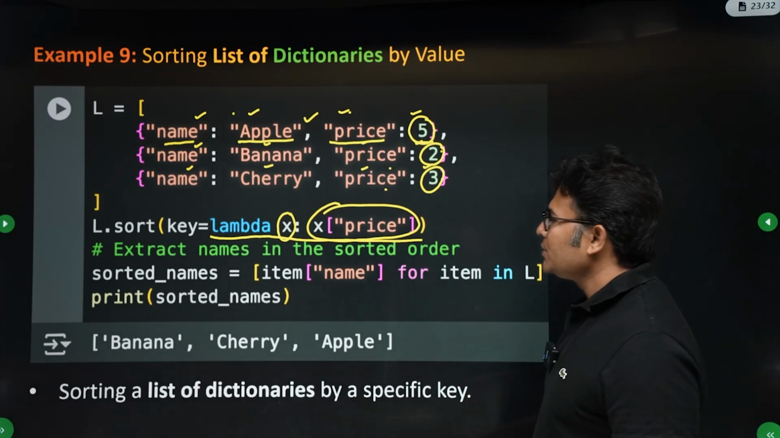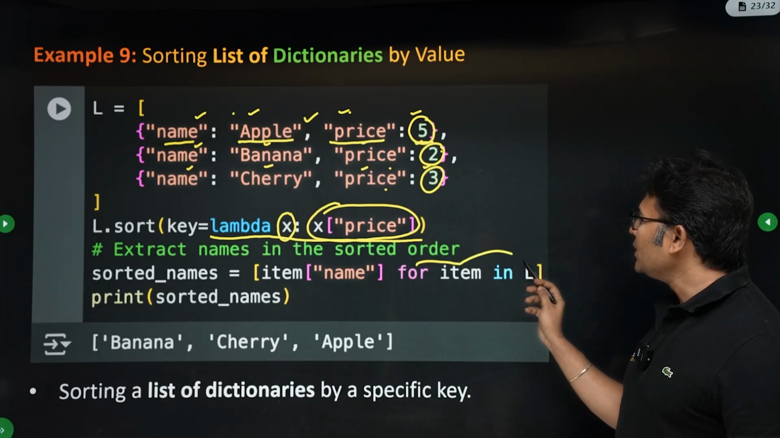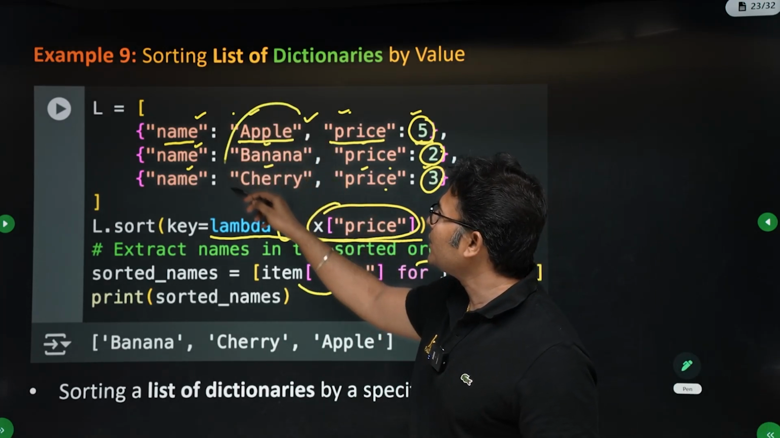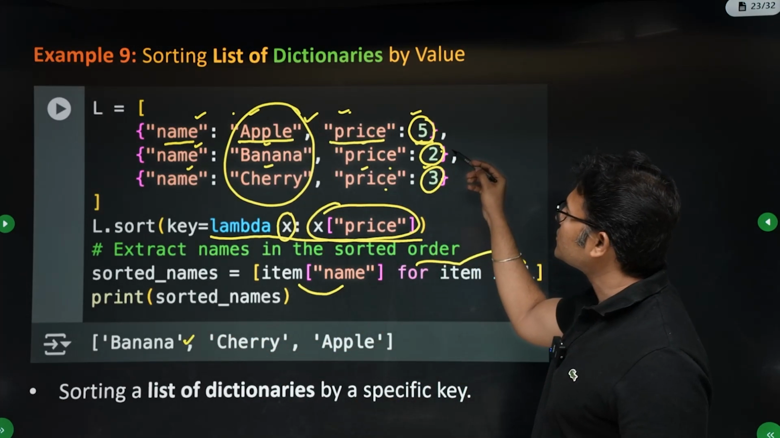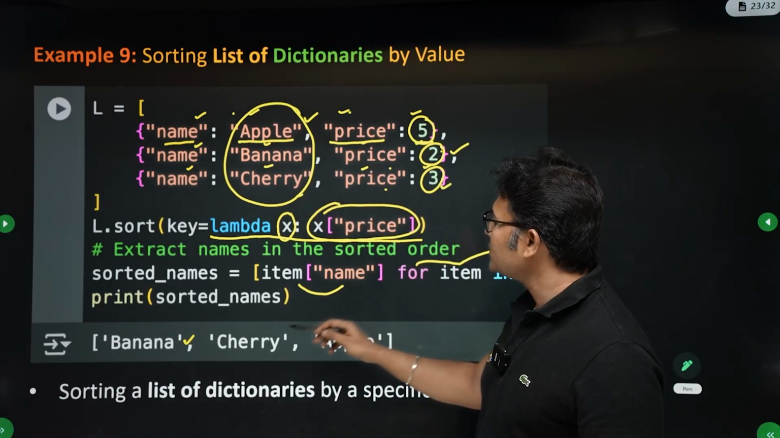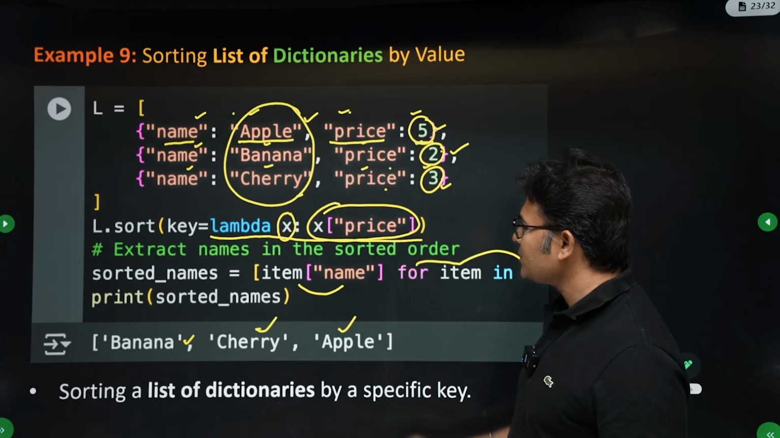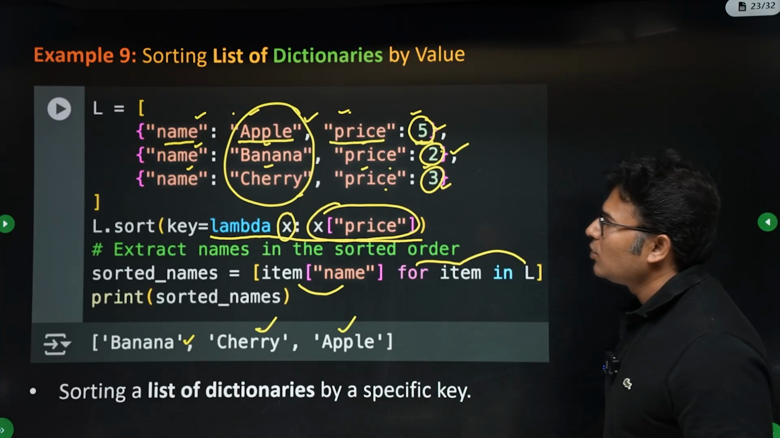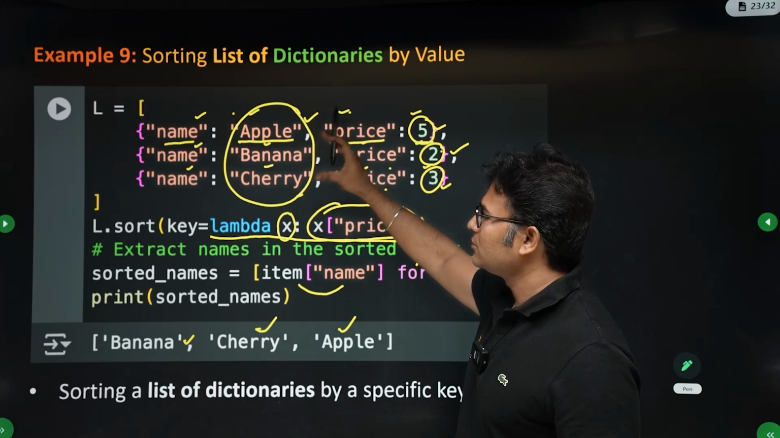Now what is that is printed? Here, for each item in list L, we are printing item of name, which means we are printing the names. Now what are printed? Banana is printed first. Why? Because its price is 2, least. Cherry is printed next. Why? Because its price is next least, 3. And then apple is printed. Why? Because its price is 5, right? Now if you see, the original list will be reordered.